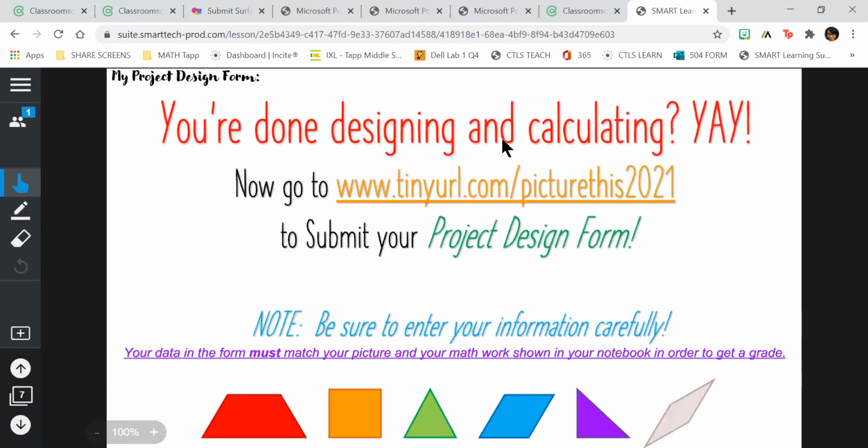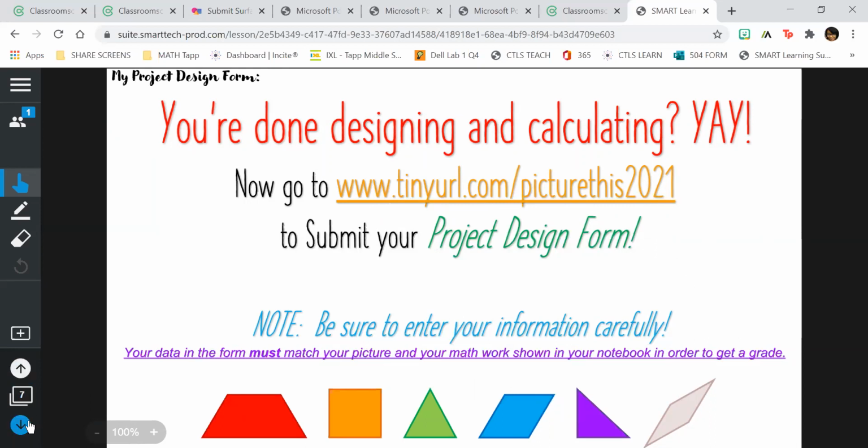And then it says you're done designing and calculating. Yay. Now go to, and you had to type this in, www.tinyurl.com/picturethis2021 to submit your project design form. It says, note, please be sure to enter your information carefully. Your data and your form must match your picture and your math work shown in your notebook in order to get a grade.